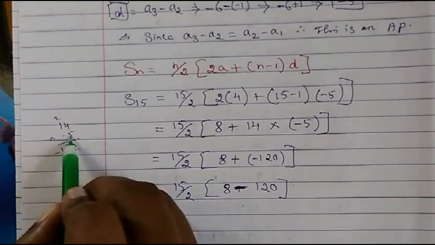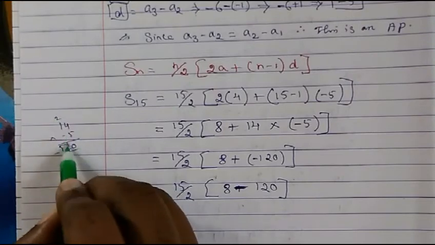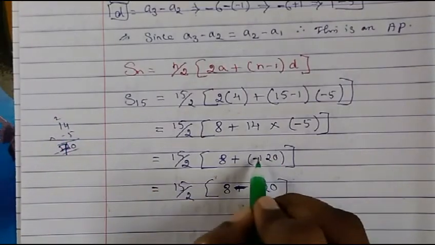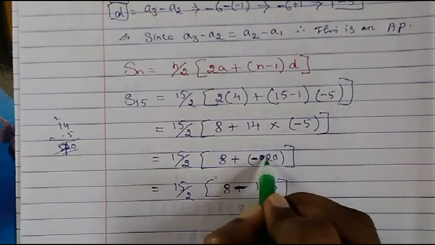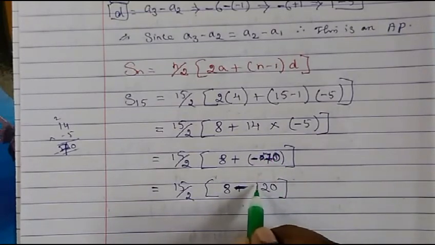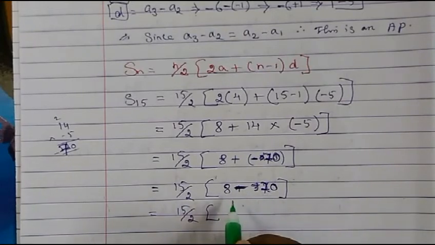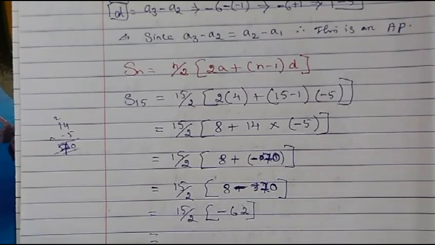So 14 into minus 5 is minus 70. So then 15 upon 2 into 8 minus 70, you will get minus 62. So 15 upon 2, you have here minus 62.